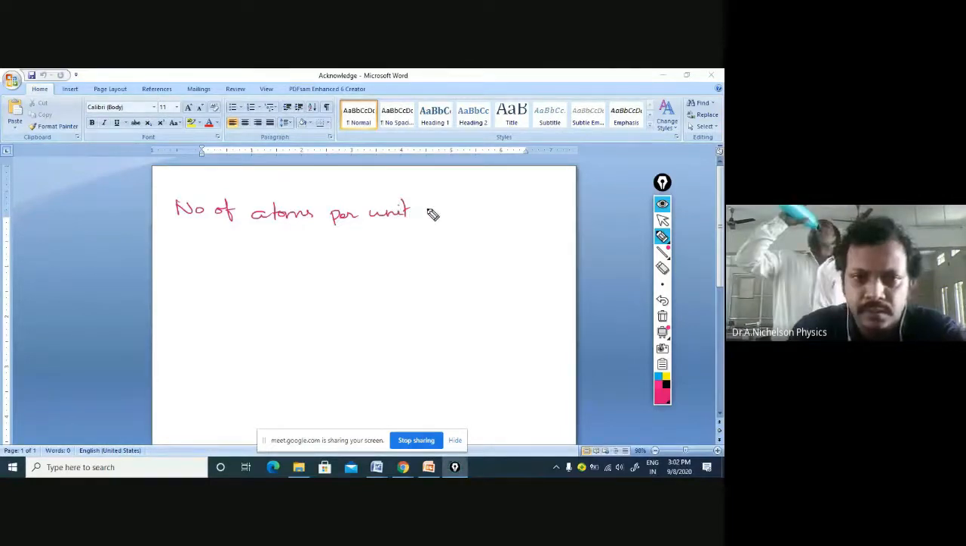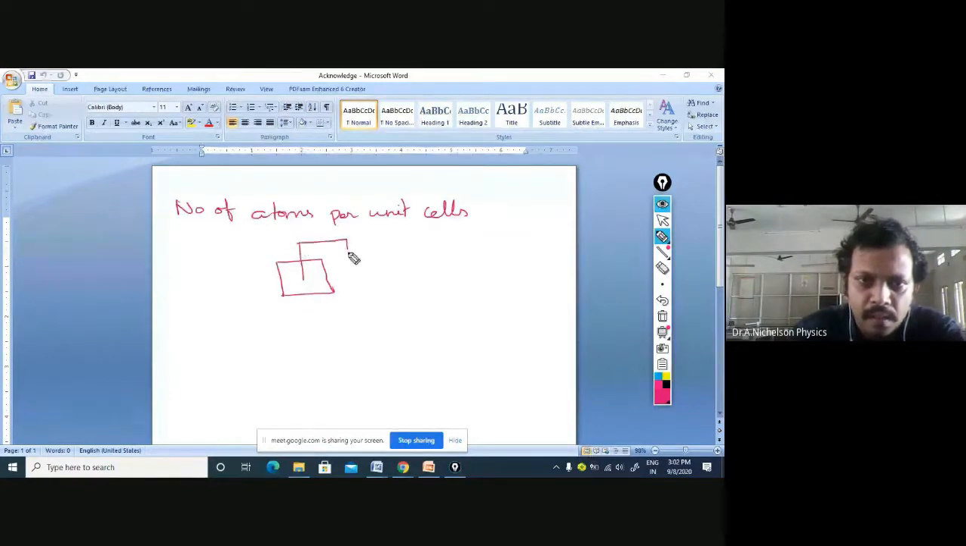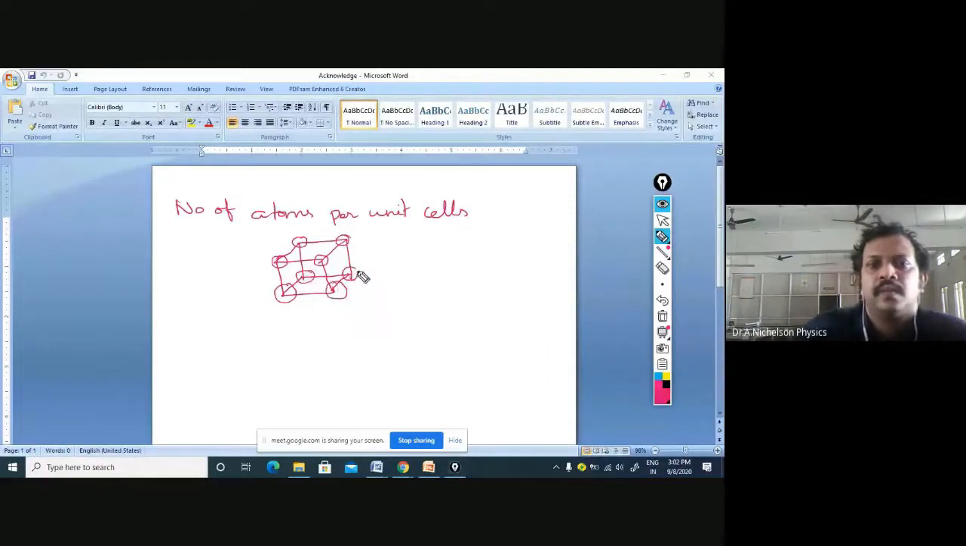Okay, so for this first you have to draw a simple cubic structure. So you draw this along with me in your notebook. Okay, so here for this simple cubic structure, you have one atom in each corner. Okay, one atom in each corner. So how many atoms are there? 8 corner atoms. Only 8 corner atoms will be there. So that is said to be simple cubic structure.